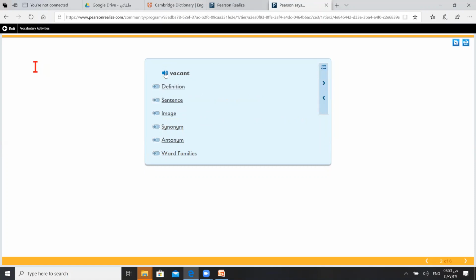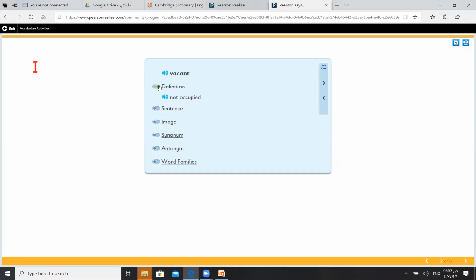The last word is vacant. Repeat please the word vacant. One more time. Vacant. Definition. What do I mean by vacant? Not occupied. It means there is no crowd here. Not occupied, no one is here.